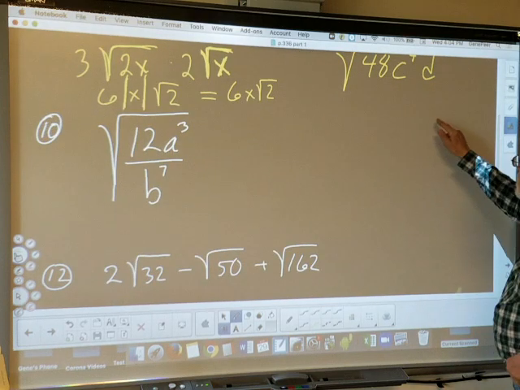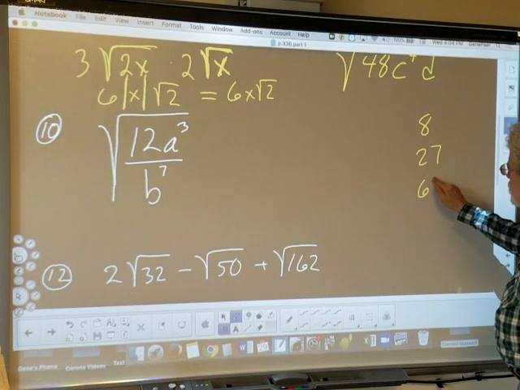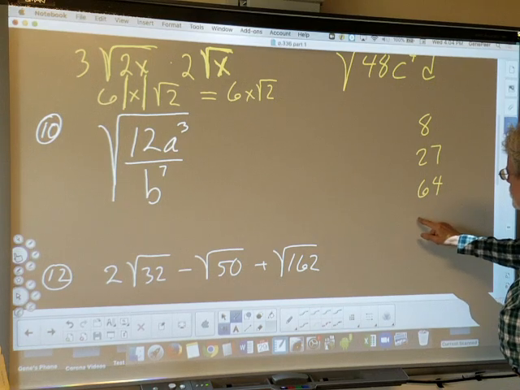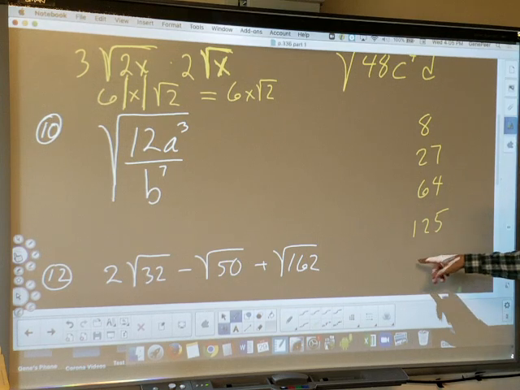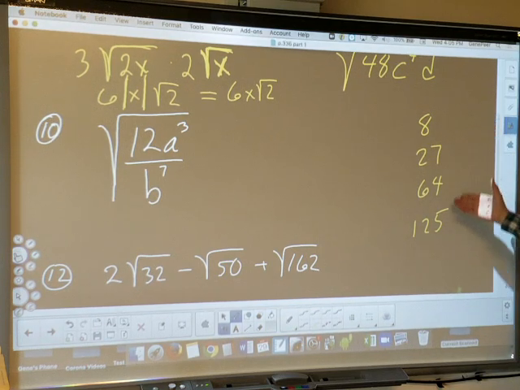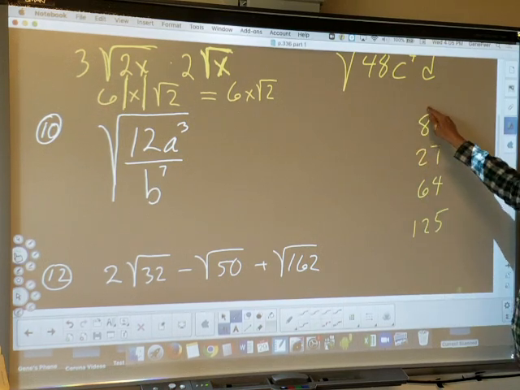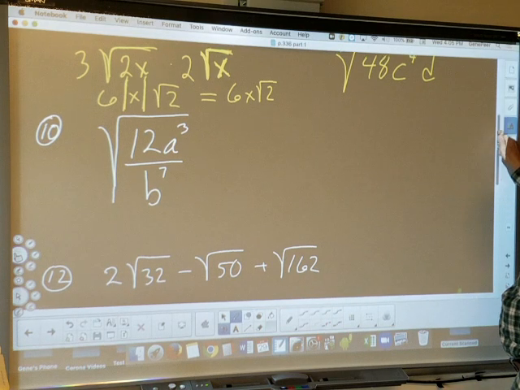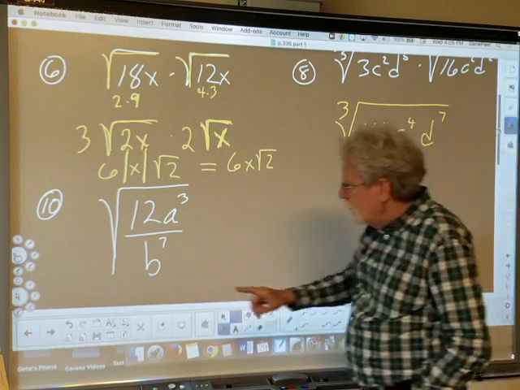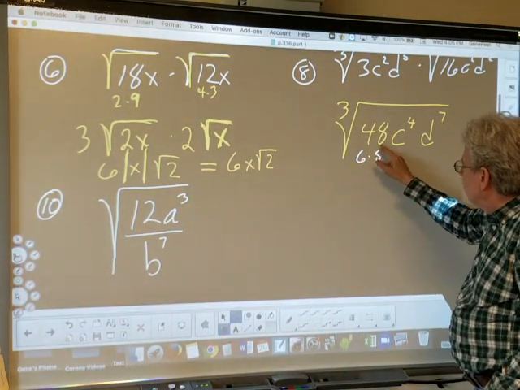Perfect cubes are 2 cubed, 3 cubed, 4 cubed, 5 cubed, 6 cubed, whatever it is. These are examples of perfect cubes. Is there a perfect cube that goes into 48? Yes, there is. 8 goes into 48. So, back here now, we will either in our head or on paper change that 48 into 6 times 8.